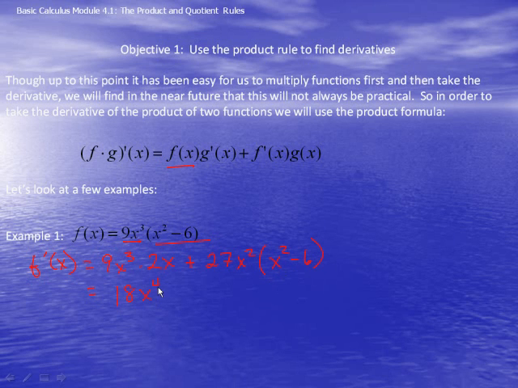So this would be equal to 18x to the fourth power plus, let's do a little distributive property here, 27x to the fourth minus 162x squared. Looking at combining my like terms, that would be equal to 45x to the fourth minus 162x squared. And we have now found the derivative using the product rule.